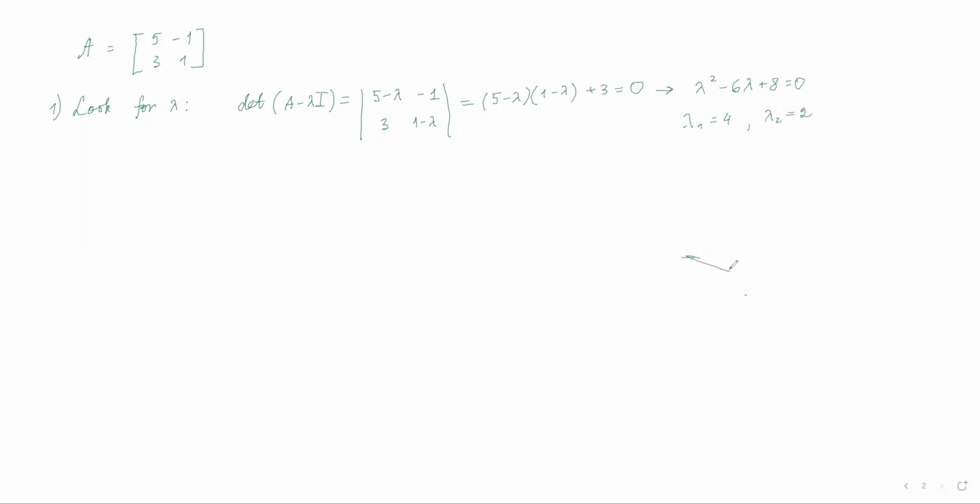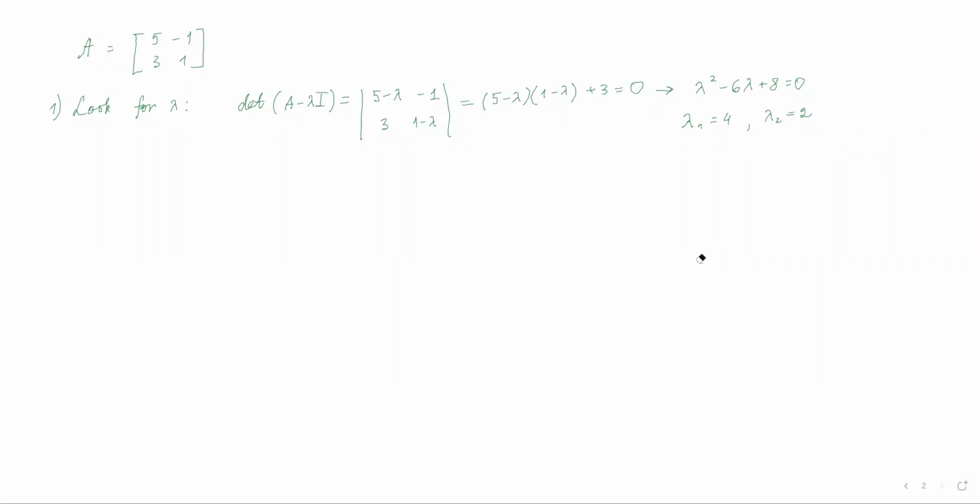Let me just double check if my solutions are correct. Give me a second. So lambda minus 4 minus 2 multiplied is 8, and minus 4 minus 2 added is 6. Yeah, looks like we do have correct solutions for lambda.